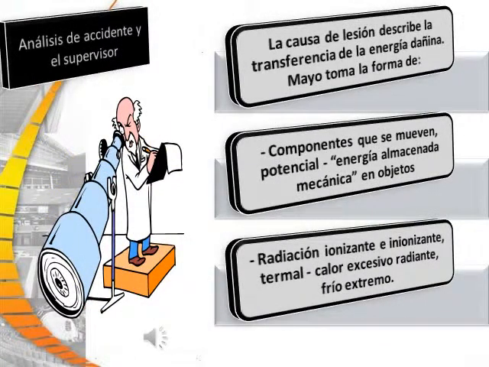The cause of injury describes the harmful transfer of energy and may take the form of mechanical, components that move or potentially stored energy in objects, or radiant, ionizing or non-ionizing radiation, thermal, excessive heat or extreme cold.